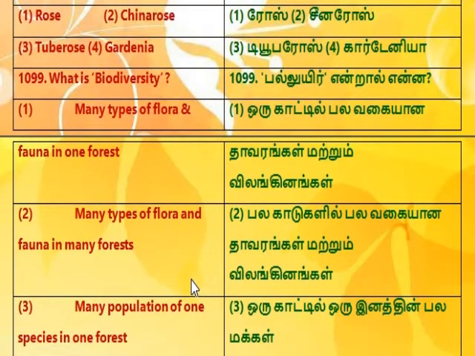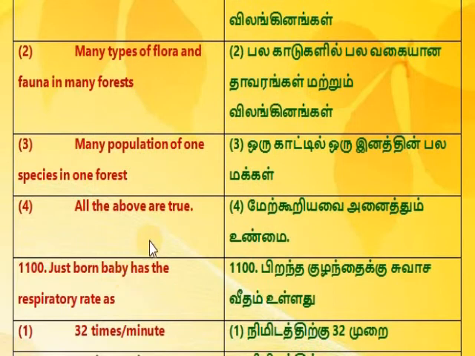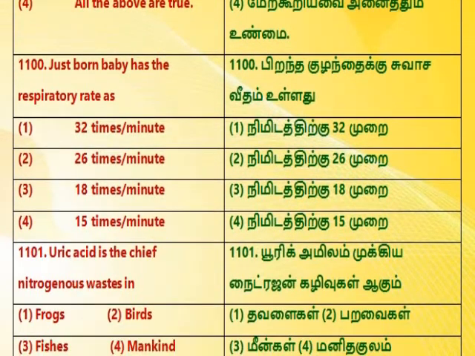1099. What is biodiversity? 1. Many types of flora and fauna in one forest. 2. Many types of flora and fauna in many forests. 3. Many populations of one species in one forest. 4. All the above are true. 1100. A just-born baby has a respiratory rate of 1. 32 times per minute. 2. 26 times per minute. 3. 18 times per minute. 4. 15 times per minute.